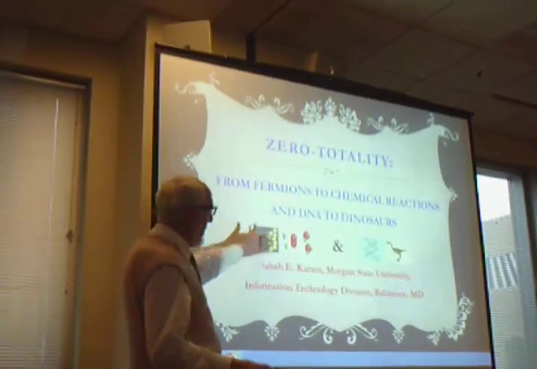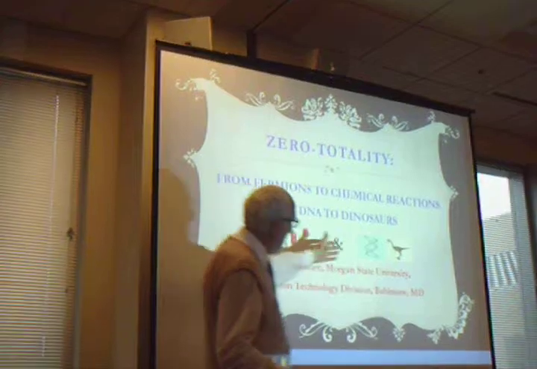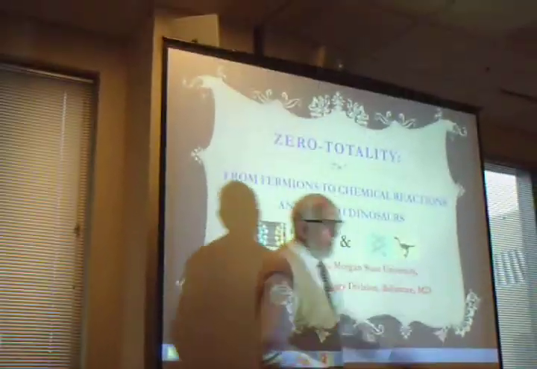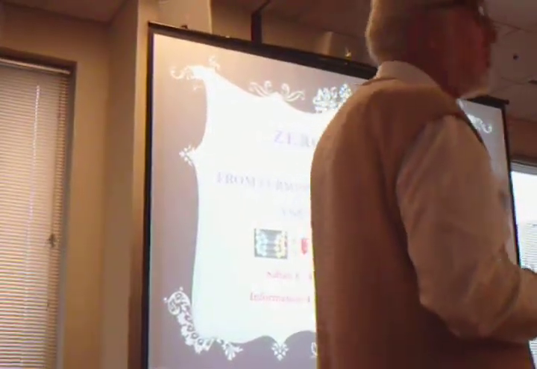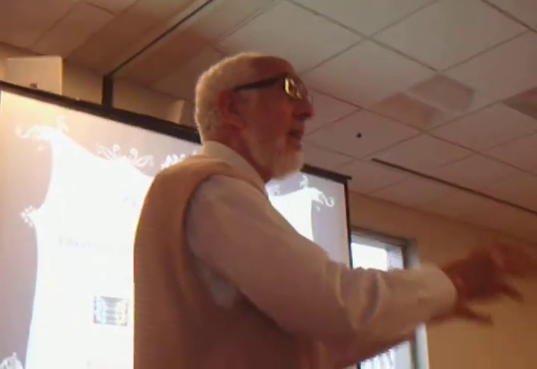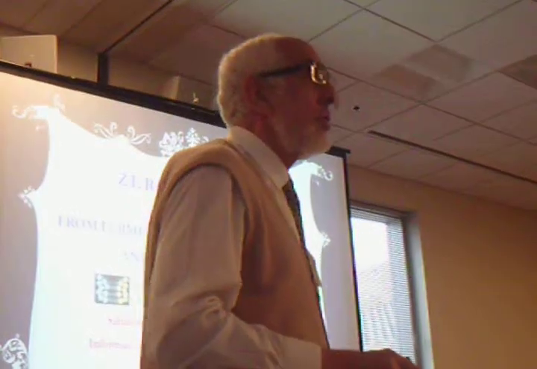Now, this represents fermion, this represents the chemical reaction, this represents DNA. Now, why did I introduce dinosaurs? Because it's close to DNA. I like the letters in dinosaur. But I'm going to talk about birds. I'm not going to talk about dinosaurs, because what do they say? They say that dinosaurs are the ancestors of birds.